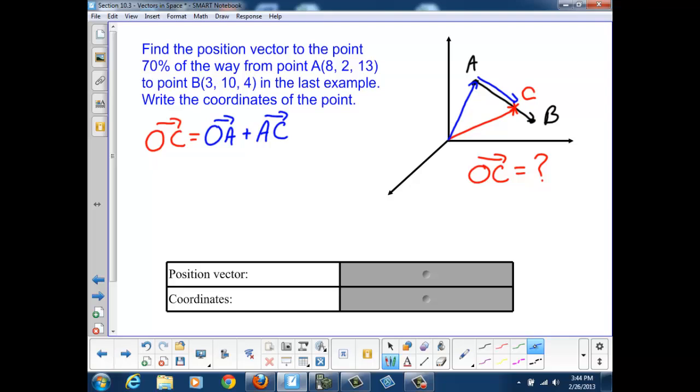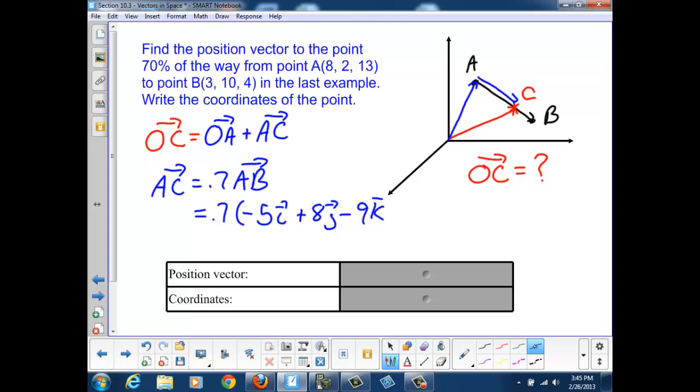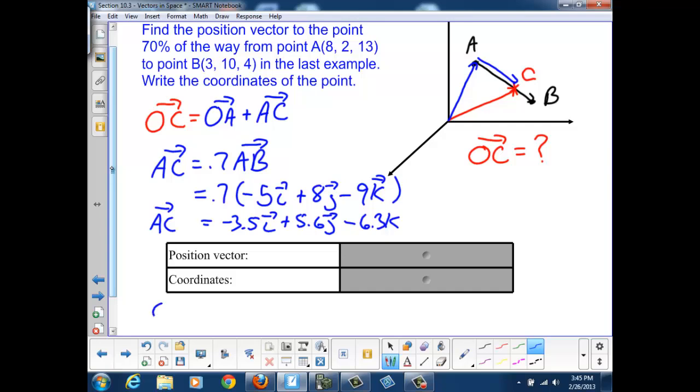All right, well, AB we said was negative 5i plus 8j minus 9k. So 70% of that turns out to be negative 3.5i plus 5.6j minus 6.3k. So there's our vector AC. And we need to add that to the position vector OA. OA is simply the vector 8i plus 2j plus 13k.